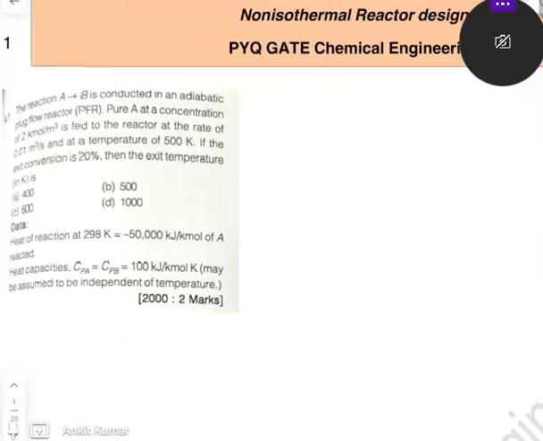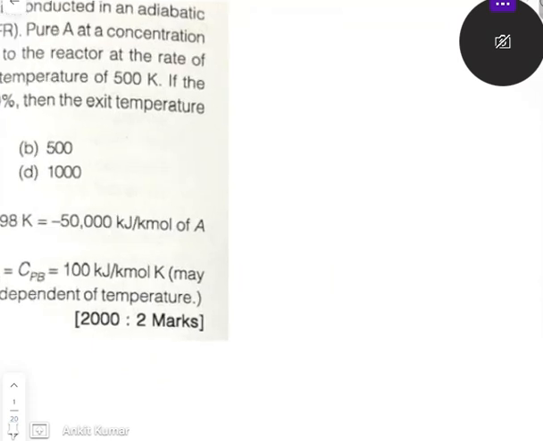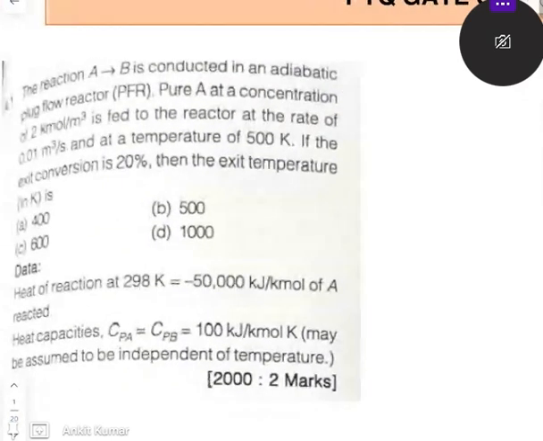Here you can see in this particular problem, a reaction A getting converted into B is conducted in an adiabatic plug flow reactor. So pure A at a concentration of 2 kilomole per meter cube. Whenever we see a question, first we should read it carefully, and after that, the data that has been given in the problem, you can write on your paper or a scribble pad that will be given to you in your GATE examination. And after writing all of this data, you can start solving the problem.